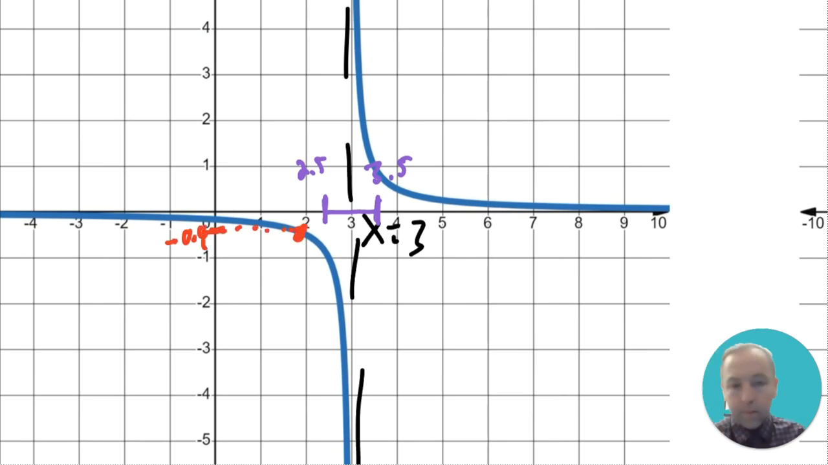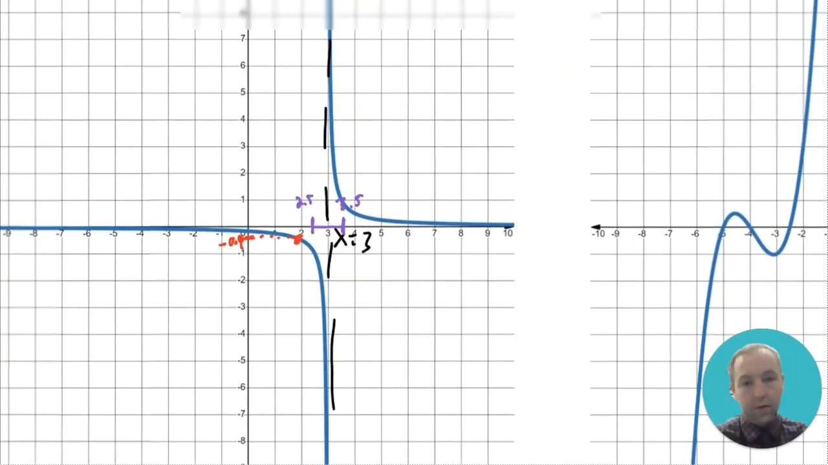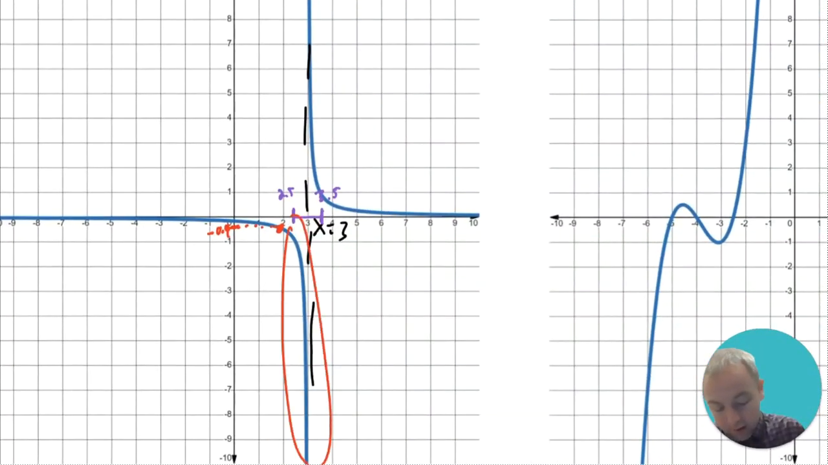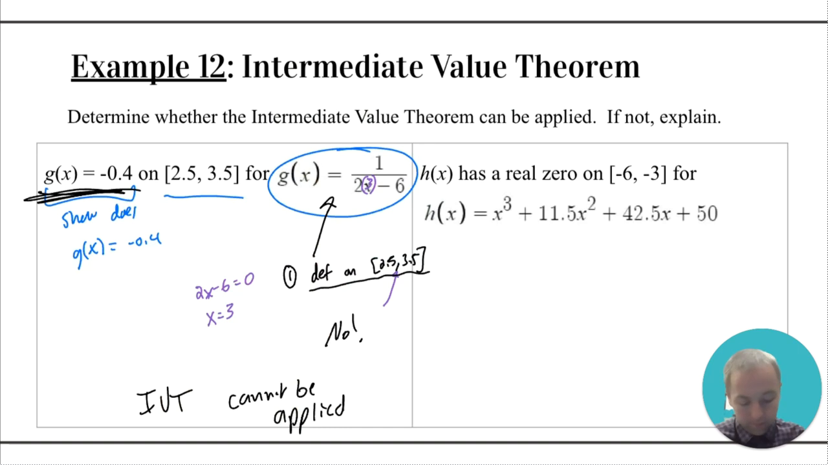So it actually happens outside of the interval, right? But there might be cases where between 2.5 and 3.5 it might actually attain a y value of negative 0.4. But we wouldn't be able to guarantee it because the function's not defined there at 3, so it's not defined entirely on the interval. And even furthermore, it's not even continuous entirely on the interval because this piece of the graph is not connected to that piece, right? So yeah, we're not able to guarantee.